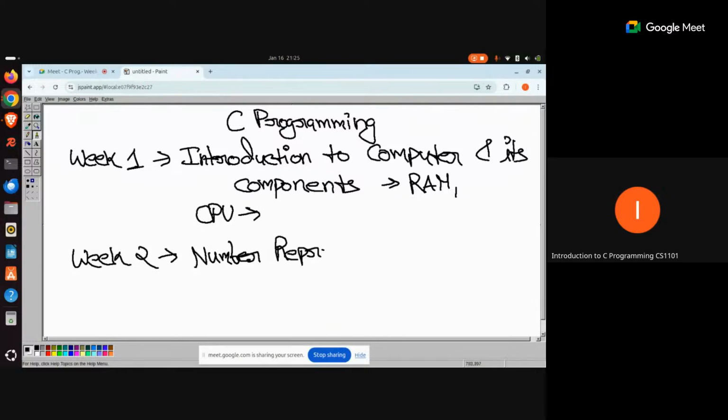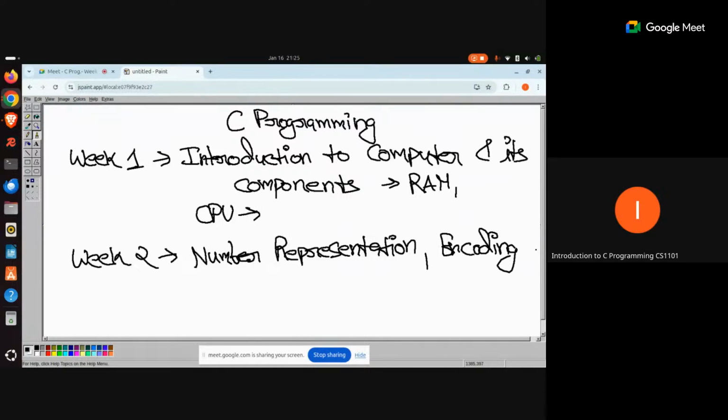The number representation and the encoding that a computer system makes use of. So you might be thinking what this number representation, what this encoding actually is.